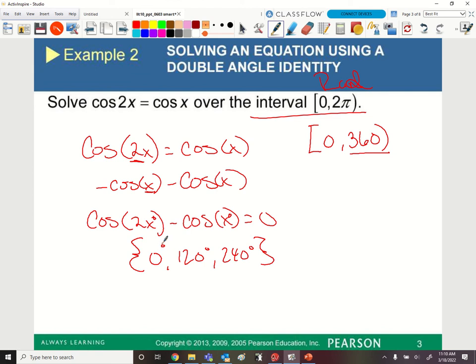All right, either convert or find these on the unit circle. What is 0 degrees in radians? 0 pi. You can just put 0 or 0 pi, same thing. 120 is 2 pi over 3. And 240 is 4 pi over 3.